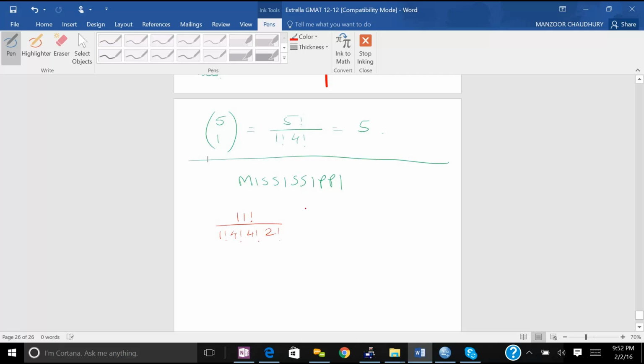Get it? So there are 4 different possibilities, right? 1, 4, 4, 2. So that's how you set it up. There are 4 different things.